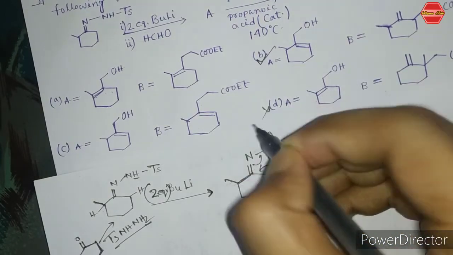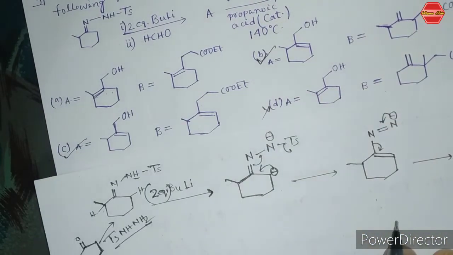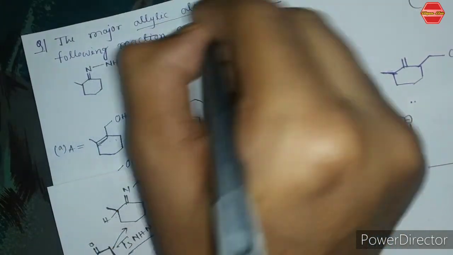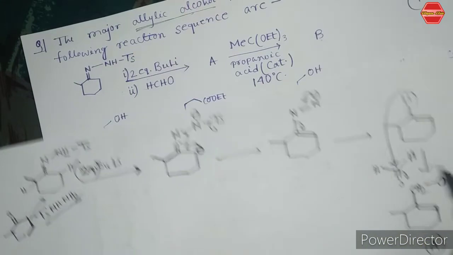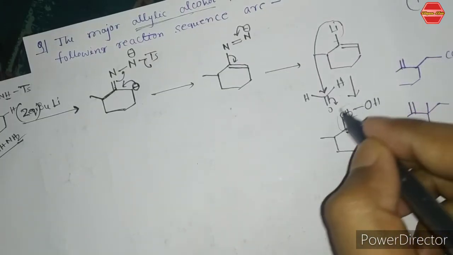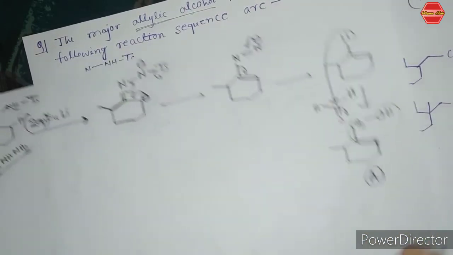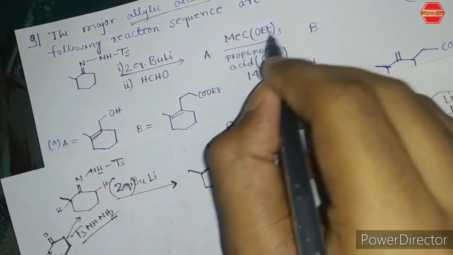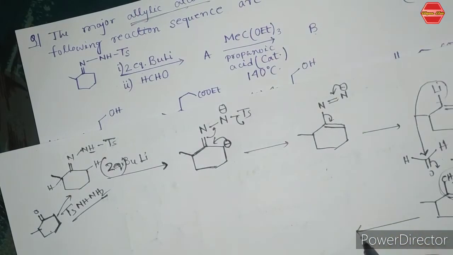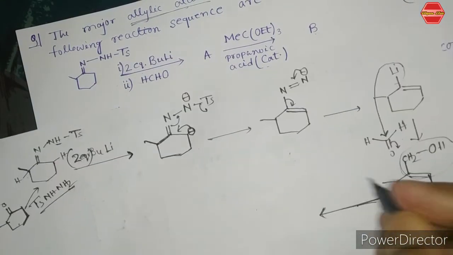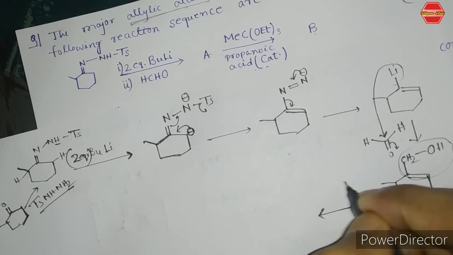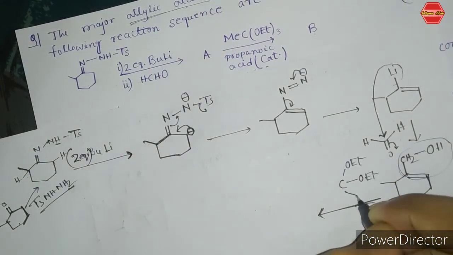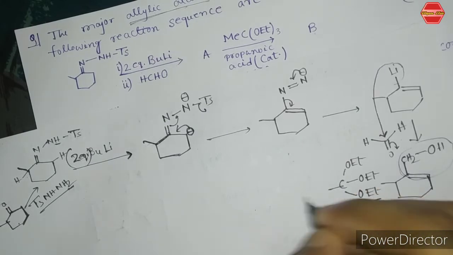This cannot be our option, or this is also our option. So in the question you have already mentioned that it is a major allylic alcohol. This system is called allylic alcohol. Now comes the second part of the question: you are given triethyl orthoformate. So what is the structure of it? This is the structure of it.